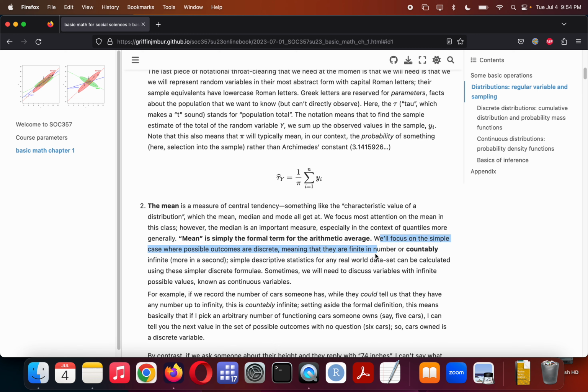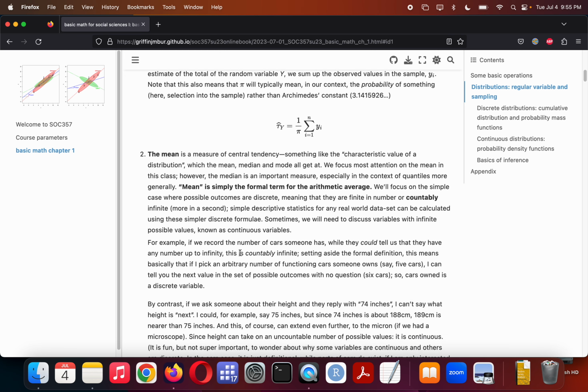We're going to focus here on the simple case where our possible outcomes of the variable are discrete, which means that they're finite in number or countably infinite. I'll explain that in a moment. Simple descriptive statistics for any real-world data set can be calculated with these simpler discrete formulae, but sometimes we will need to discuss variables with infinite possible values, which are called continuous variables. So let's discuss that a little bit further.